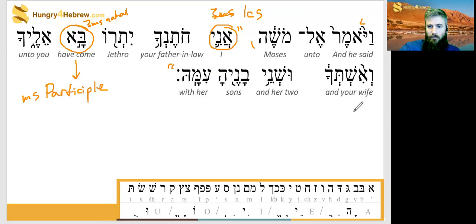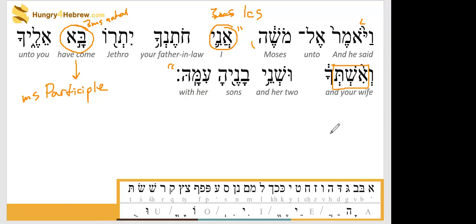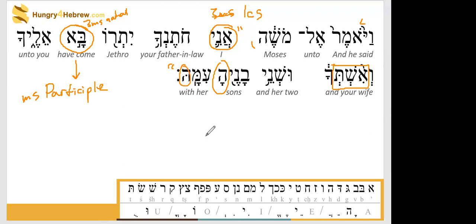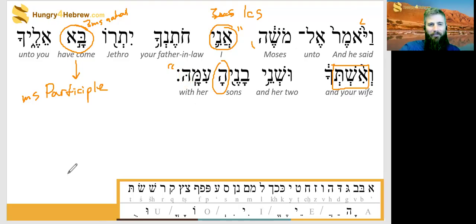Ve'ishtecha, your eshet, your isht. See that? Isht. Your wife, Ushne Vaneha, and her two sons. Funny how it says, and her two sons with her, instead of your two sons. But anyway, it is what it is.